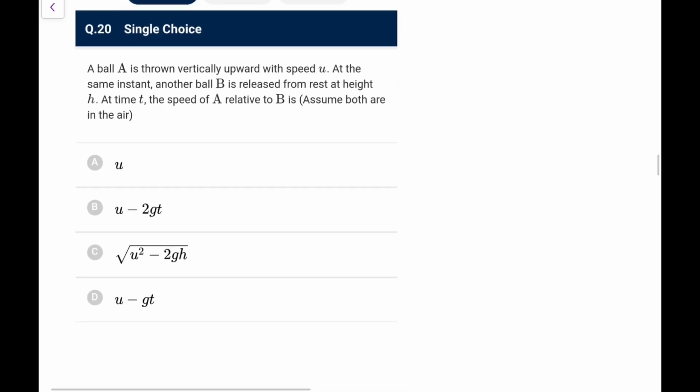Ball A is thrown vertically upward with speed u, and at the same instant another ball B is released from rest at height h. At time t, what is the speed of A relative to B, assuming both are in air? The velocity of A at that moment would be u minus gt upwards, and the velocity of B would be gt downwards.